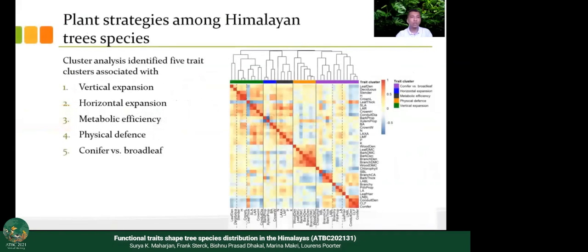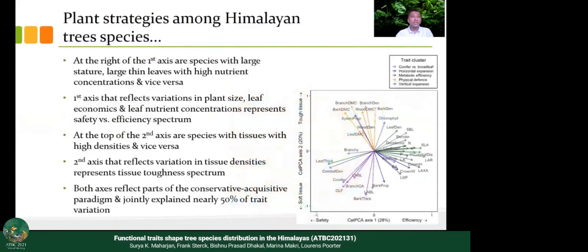Cluster analysis identified 5 trait clusters associated with vertical expansion, horizontal expansion, metabolic efficiency, physical defense, conifer versus broadleaf. PCA showed that at the right of the first axis are species with large stature, large thin leaf with high nutrient concentration, and vice versa. First strategy axis reflects variation in plant size, leaf economics, and leaf nutrient concentration, represents safety versus efficiency spectrum.